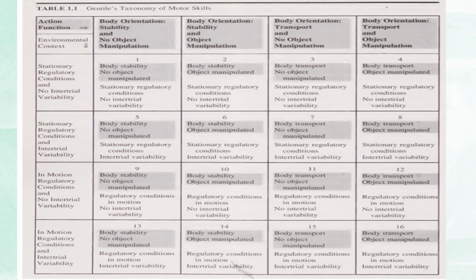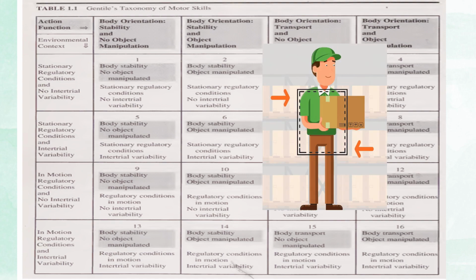The next step in complexity is for skills in box number 2 of this table, where everything is the same as for skills in box 1, except that the performer must manipulate an object. For example, a person must stand and hold a box.